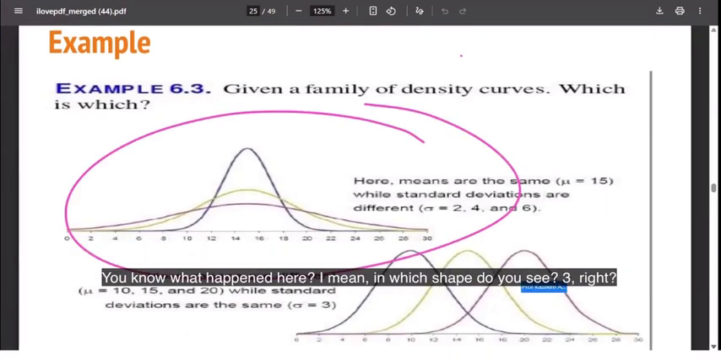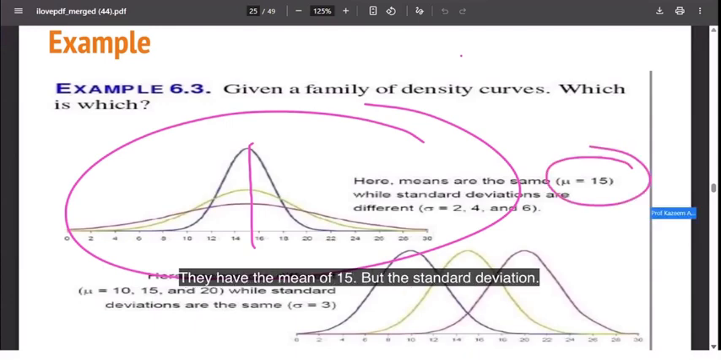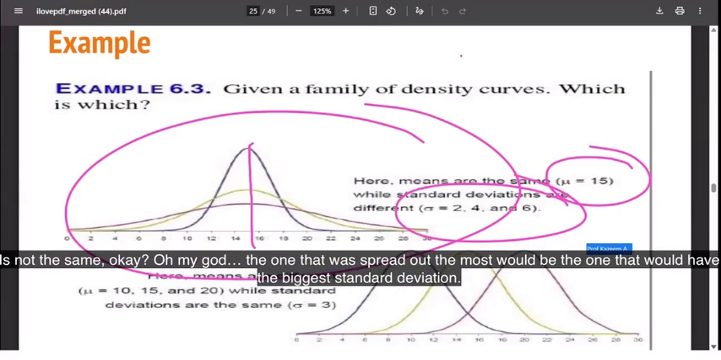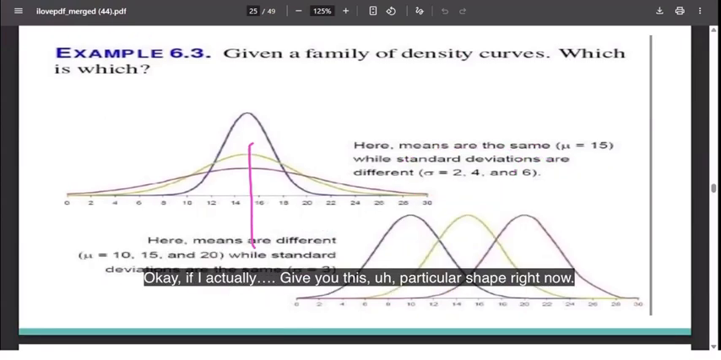You know what happened here? How many shapes do you see? Three, right? They have the same center, but they spread differently. So this is a situation where they have the mean of 15, but the standard deviation is not the same. The one that spreads out the most will be the one with the biggest standard deviation.